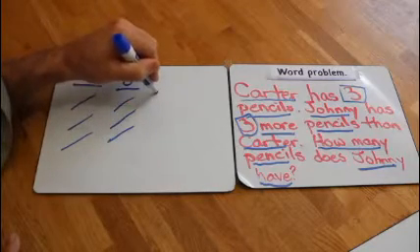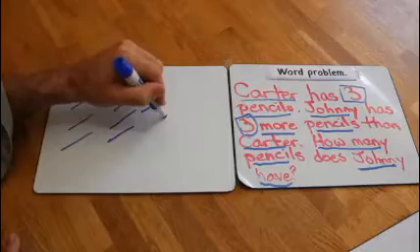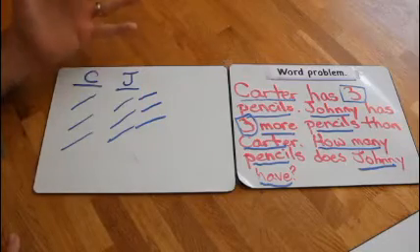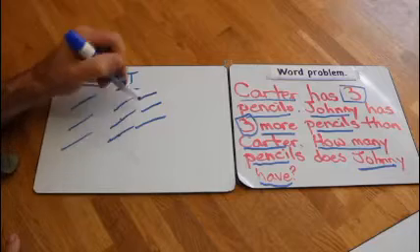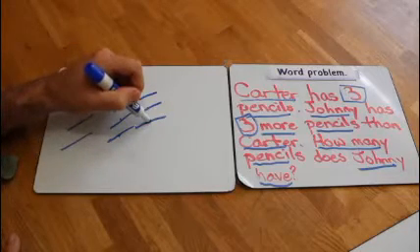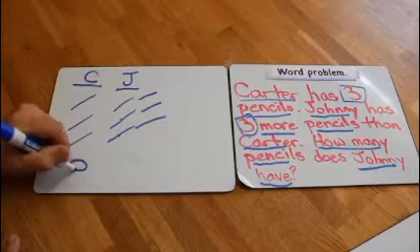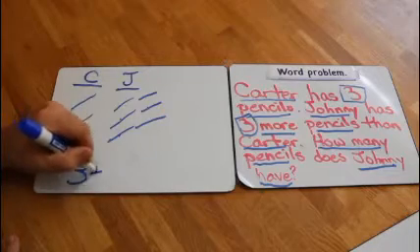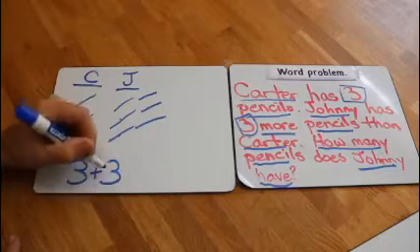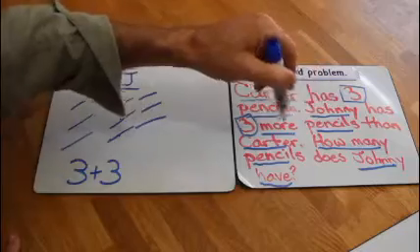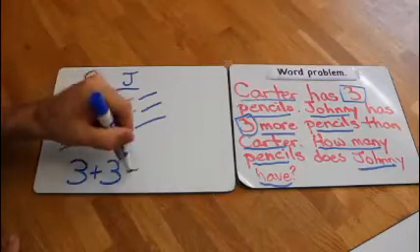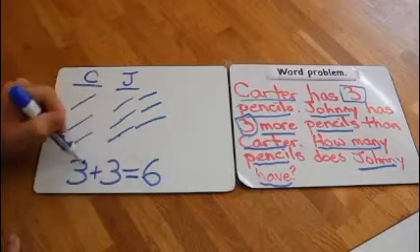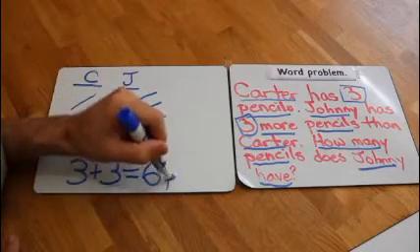So we got to add in 3 more. 1, 2, 3. How many pencils does Johnny have? 1, 2, 3, 4, 5, 6. Because he has the 3 that Carter has plus 3 more. When it says has 3 more than, we got to add, equals 6. 3 plus 3 equals 6 pencils.